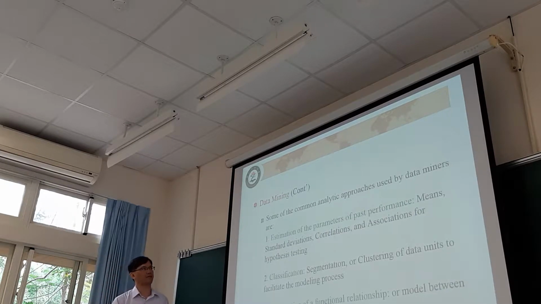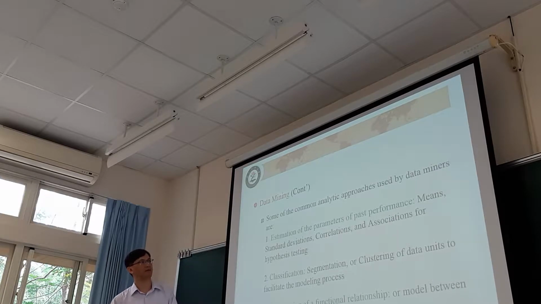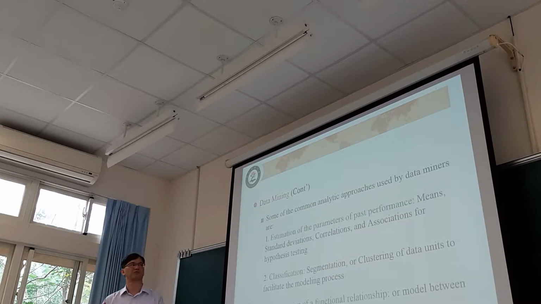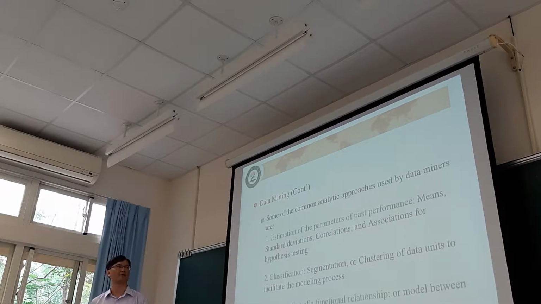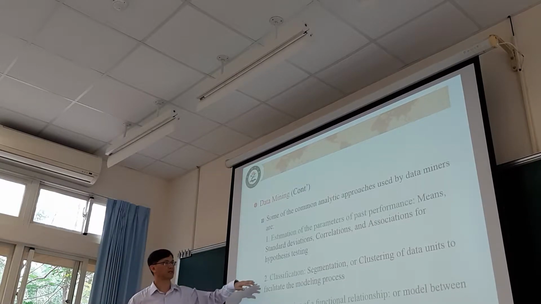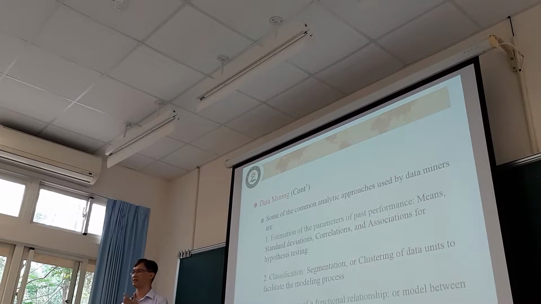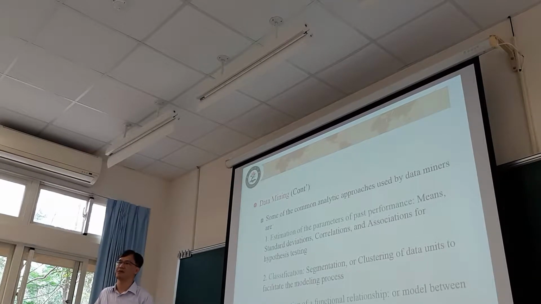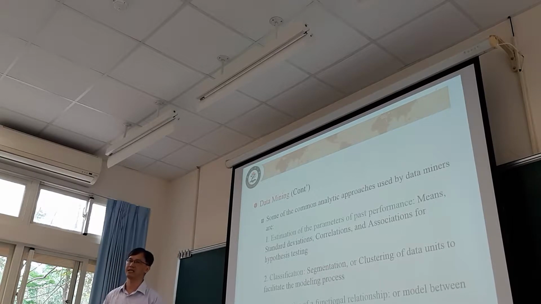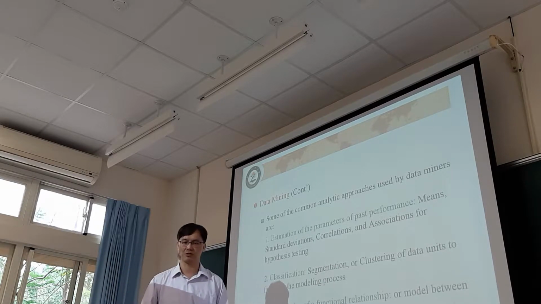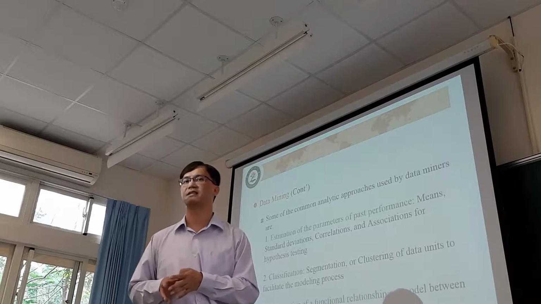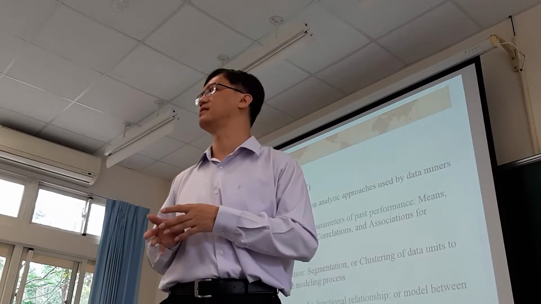There are several steps. Number one is trying to estimate the parameters of past performance, similar to the regression line, similar to statistics. Then use the past data to estimate the current parameters. And then try to do the cluster. In the future, if you take Professor Chi's advanced courses, he will tell you why we do a cluster analysis. Cluster means we try to group certain events. They may have a similar pattern.